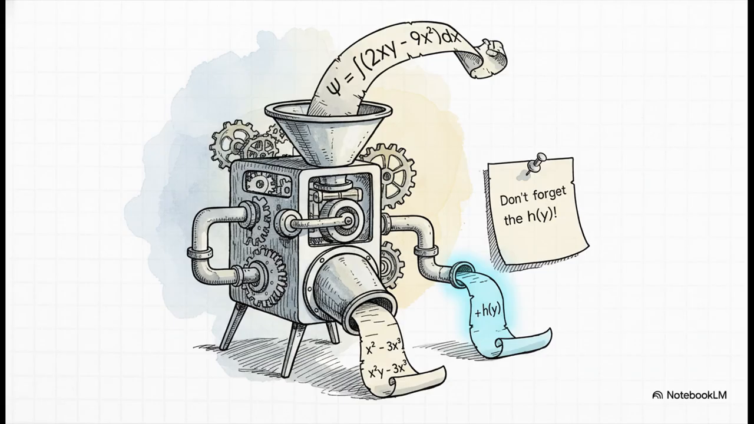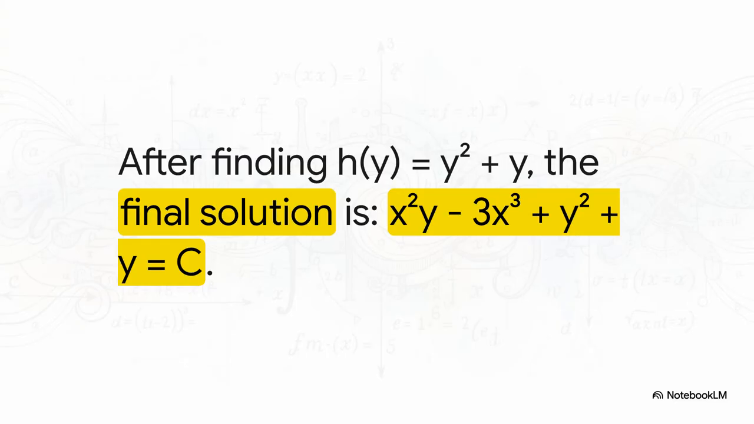And the integral of negative 9x squared is negative 3x cubed. And of course, we absolutely cannot forget our constant of integration, which is that all-important function h of y. Now, for steps 3 and 4, which we've done kind of behind the scenes here, we would take our result for psi, differentiate it with respect to y, and set it equal to our n term. This lets us solve for that mystery h of y function.